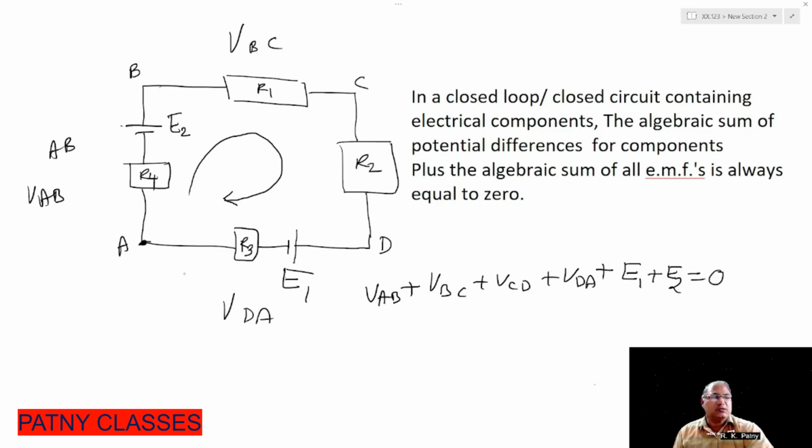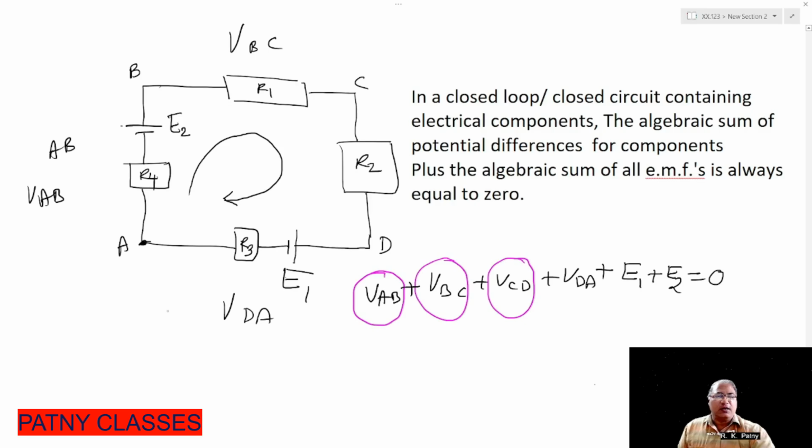Then the algebraic sum of potential differences. What is VAB? VAB is nothing but the potential difference between the points A and B. What is VBC? The potential difference between the points B and C. What is VCD? The potential difference between the points C and D, and so on. So the algebraic sum of potential differences for components. What are the components? R1, R2, R3 are the components. Plus the algebraic sum of all EMFs.